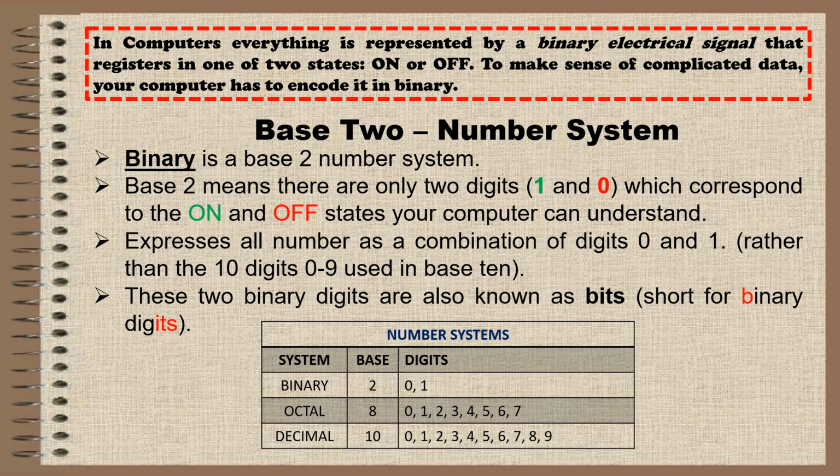And at the bottom, we can see a table that consists of other examples of number systems. In the first column, we have the binary, the octal, the decimal. On the second column, we see the base, and on the third column, we can see the digits.